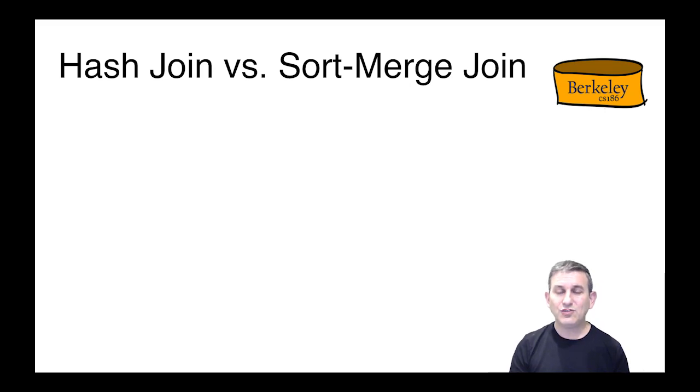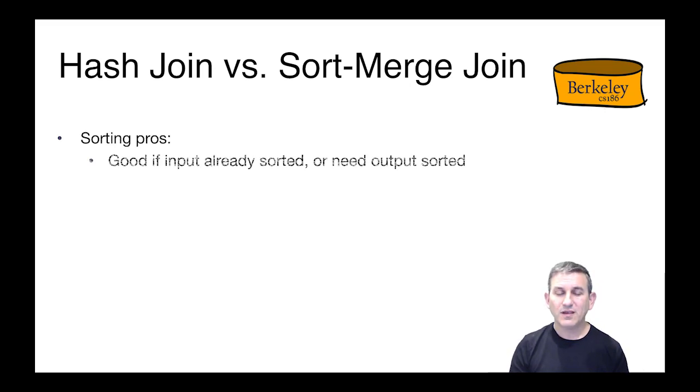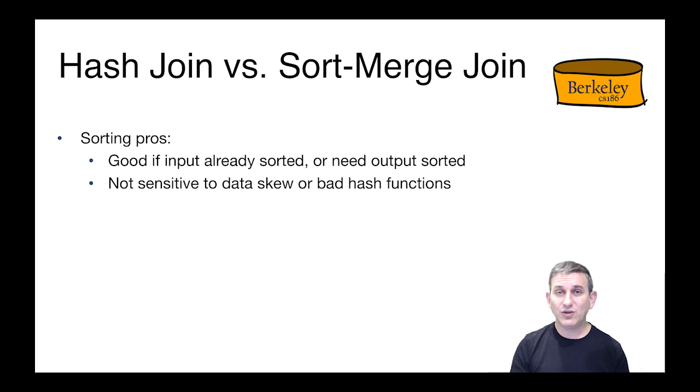So summing up, hash join versus sort merge join. Sorting has pros. Obviously, if the input's already sorted, we can skip the sort phase. And if we need the output sorted on the join key, that's nice. The sort merge join already does that for us. As we know, sorting is not sensitive to data skew or bad hash functions and generally has that advantage over hashing. So if you're worried about that on a particular input, or if your optimizer is worried about it, it can choose to do sorting instead of hashing.